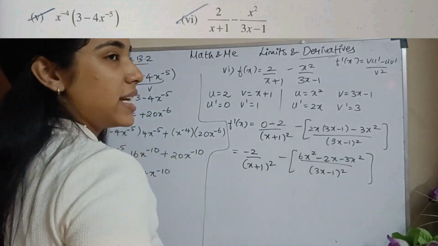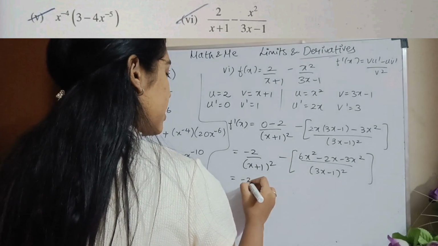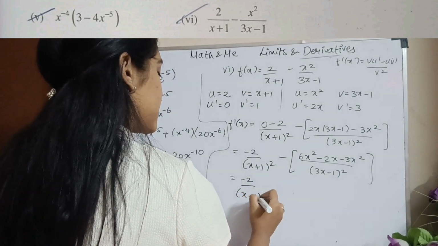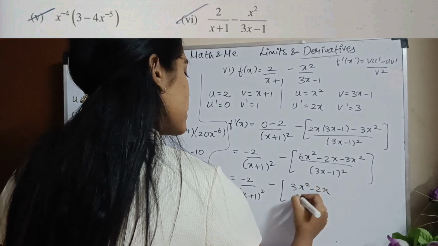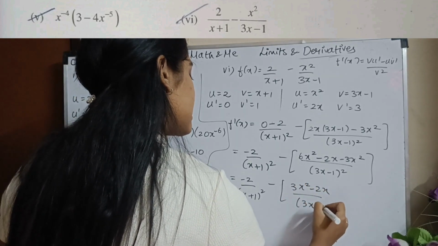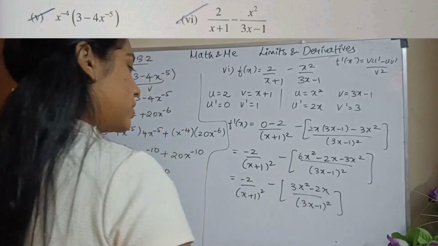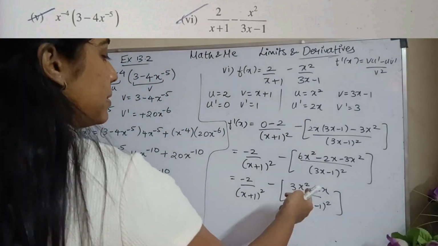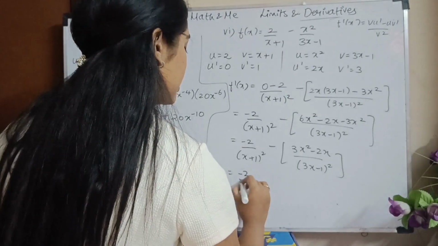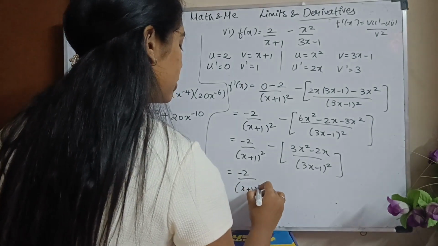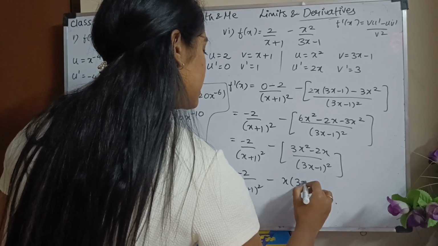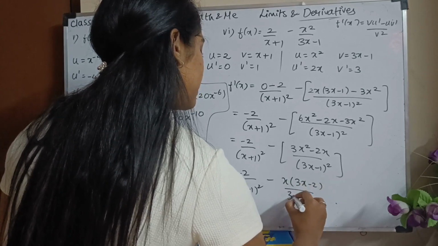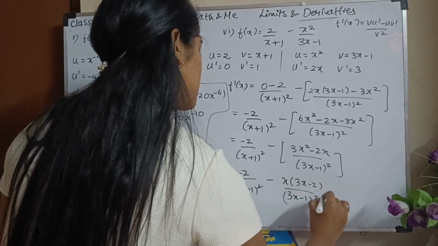6x square minus 3x square is 3x square. So I have minus 2 divided by x plus 1 the whole square minus of 3x square minus 2x divided by 3x minus 1 the whole square. Okay, so this is my final answer. Maybe if you want you can take the x outside, but it is of no use. Maybe for it to look nice I can take it outside. So minus of x into 3x minus 2 divided by 3x minus 1 the whole square. Okay.